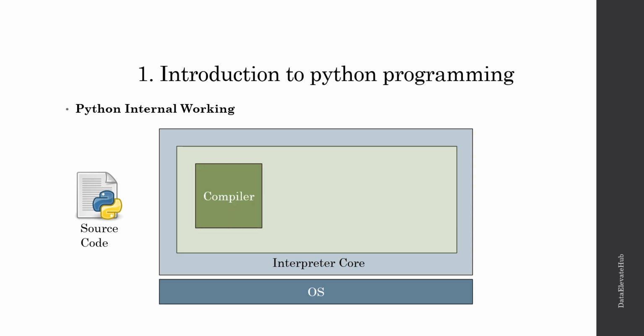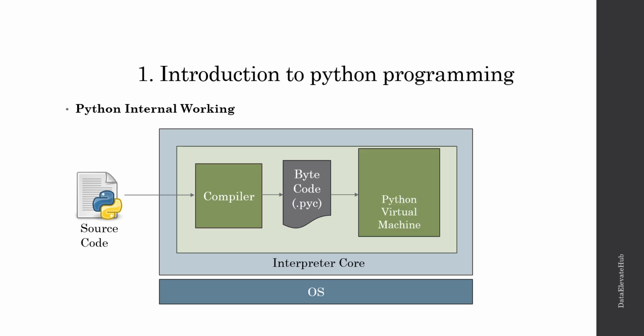Once we submit the source code and execute it, it will be sent to the Python compiler. It will compile the code and create the bytecode. It's a .pyc file. It's a temporary object and it will be sent to the Python virtual machine. So what is this Python virtual machine? The Python virtual machine takes those bytecodes and converts those instructions into machine code so that the computer can execute those machine code instructions and display the final output.